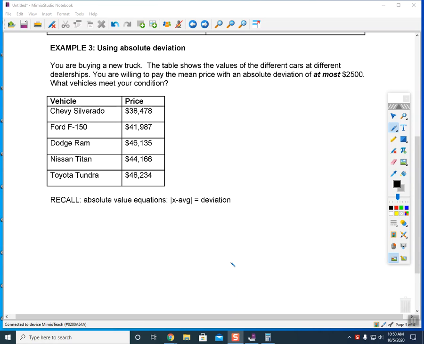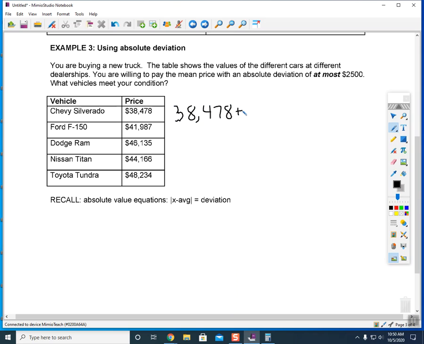So you're buying a new truck. The table shows the value of the different trucks at different dealerships. You are willing to pay the mean, or the average price, with an absolute deviation of at most $2,500. So we're going to look at which of these 5 trucks meet my condition. The first thing I need to do is find the average price of each of these.